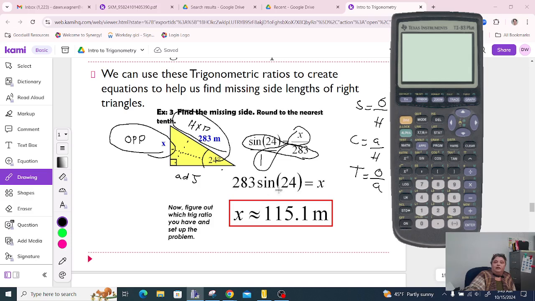Okay, so now I would just put this in my calculator. Everybody have their calculator out? 283. You could put times, or you could just put it right next to it. Sine 24, and then press enter. Make sure you get 115.1, because I want to make sure everybody's calculator is set to the right mode. So everybody do that right now. Is that what everybody got? Good.